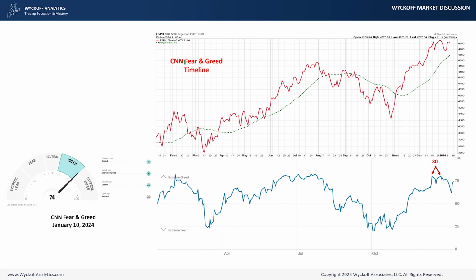So this is the CNN Fear and Greed. I show this because it's easily accessible by all of us. And you can see here that we have an 80% bullish reading here in mid to late December of 2023. But where were they at the key lows in October? 20% bulls. Back in March, 20% bulls. Even lower than that at the end of the year 22.